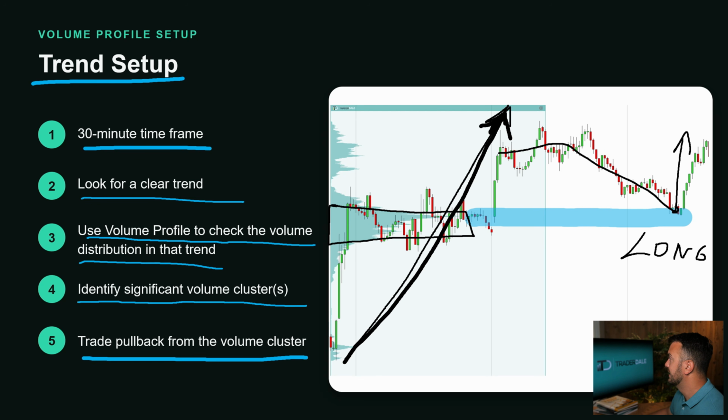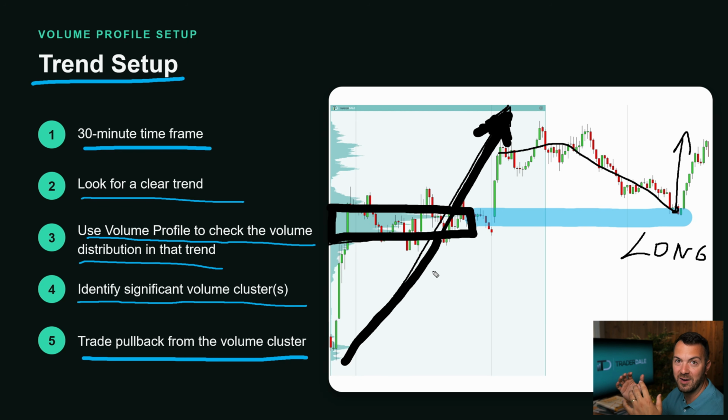Logic behind it is that this heavy volume zone represents place where buyers were active, where they were adding to their long positions as the market was moving upwards. You can see that on the volume profile, right? Because heavy volumes means big players jumping in, right? So those are the big players in that volume cluster. And when the price reaches that volume cluster, the big players defend that place because it's important for them, right? It was important for them in the past, and it's likely to be important for them now as well. That's why the price reacts, because they defend that place. So yeah, that's the trend setup.